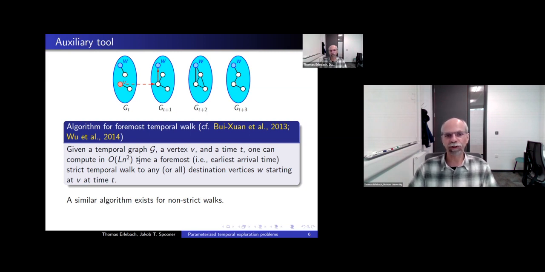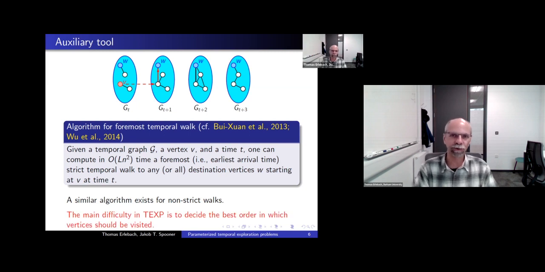This problem can be solved in polynomial time efficiently. There are papers by Bui-Xuan et al. and Wu et al. that look at this problem and variants of it. So for example, you can do this in O(L n squared) time. And you can also do it in similar time for non-strict walks. So finding a fastest walk from one vertex to another one is an easy problem. The difficulty in temporal exploration is to decide in which order you want to visit the vertices. Once you know the order, you can quickly decide what's the fastest way of visiting the vertices in that order. The order is the difficult thing.